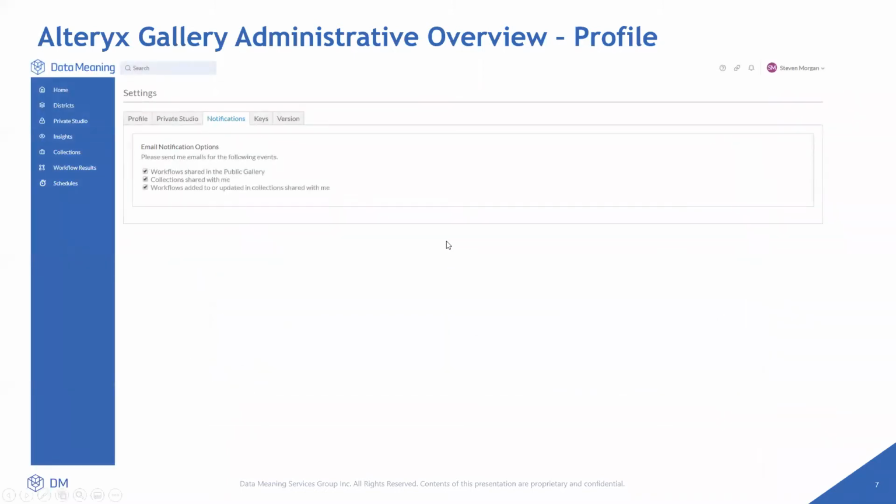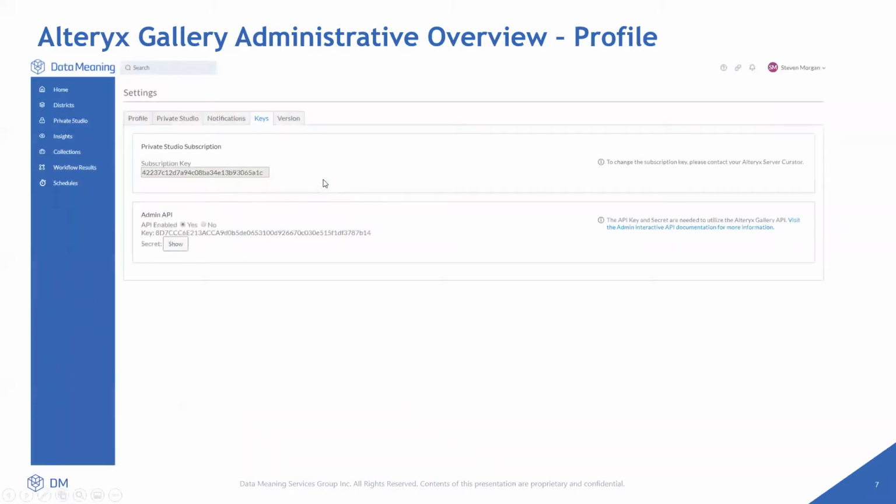Moving a little bit further, you have a tab for notifications, which is self-explanatory. Again, these are automated emails that the workflow server will send to you based on what comes up. And now moving a little bit further, this goes into something a little bit more involved. Apologies. And that would be the keys for your private studio as well as the admin API.